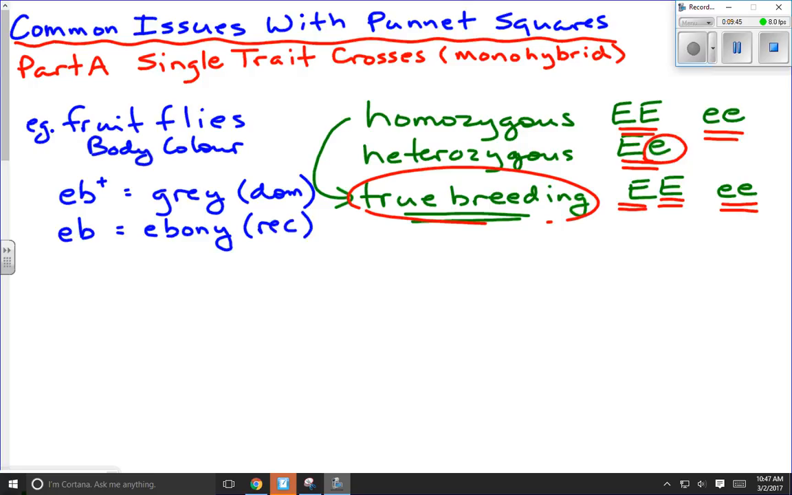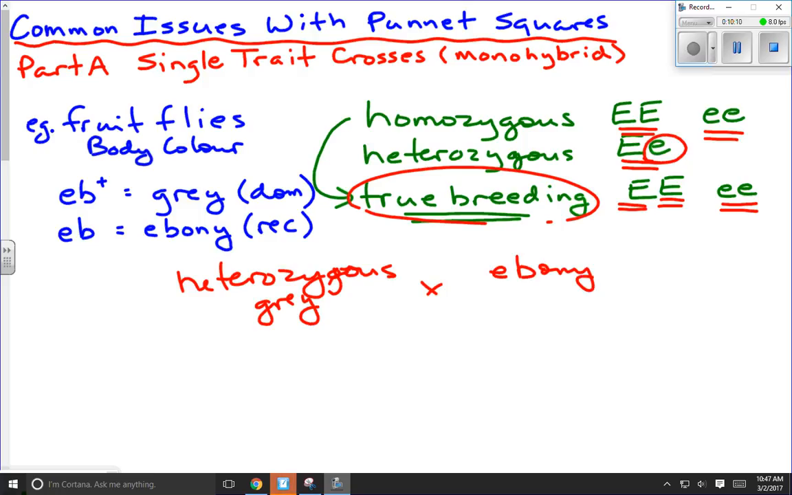So sometimes students have difficulty with this because it's not obvious. We don't have big E and little e or big R and little r. We've got other symbols. But when we write out the genotypes, we still write them in a similar way. For example, if we had a cross with a heterozygous gray fly times an ebony fly, we would still work things out the same way. We could do a Punnett square the same way we do it with just a regular capital lowercase letter.